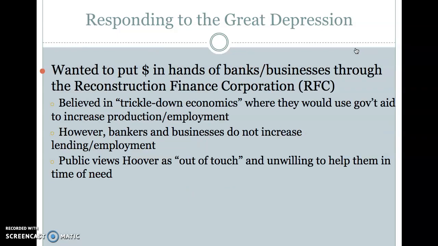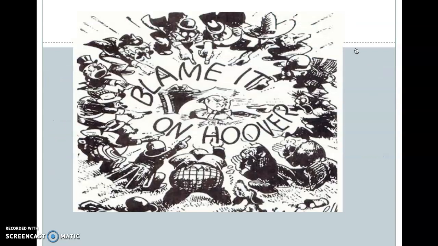He also wanted to put money in the hands of banks and businesses through the Reconstruction Finance Corporation. He believed in trickle-down economics, where they would use government aid to increase production and employment. However, bankers and businesses do not increase lending and employment. They just keep most of the money, and the public views Hoover as out of touch and unwilling to help them in time of need, which is going to make him very, very unpopular, as you can see from this political cartoon.